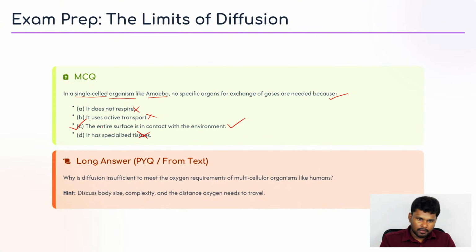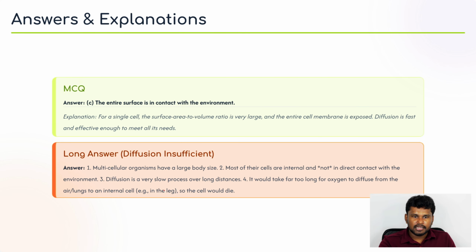Okay. Next, a long answer type question. Why is diffusion insufficient to meet the oxygen requirements of multicellular organisms like human beings? I told you, because of the body size, complexity, and the distance oxygen needs to travel. So you have to elaborate these points, and in the next slide I will show you the answer. Try to elaborate it. Also I will be giving you the answers as a PDF in the link below. I will be making a PDF and giving you a downloadable PDF for all these answers. This is the answer. Pause it for some time and try to answer this.